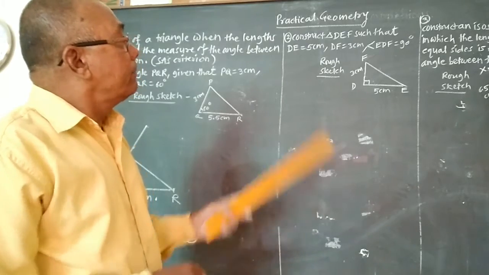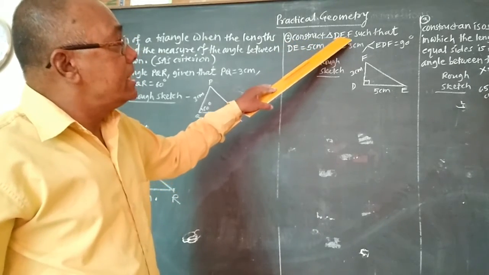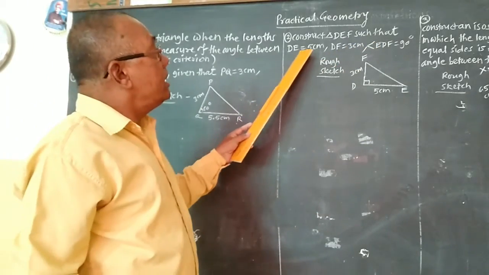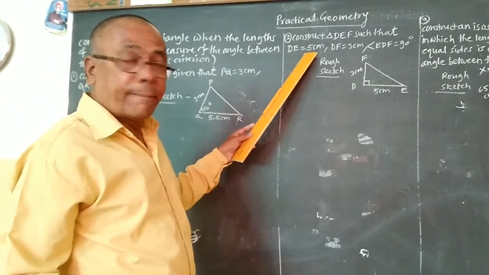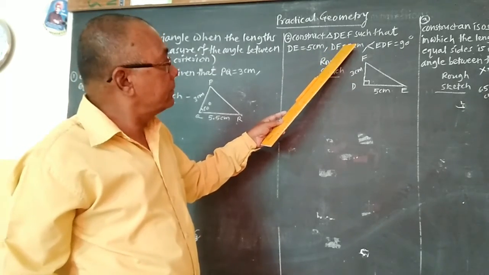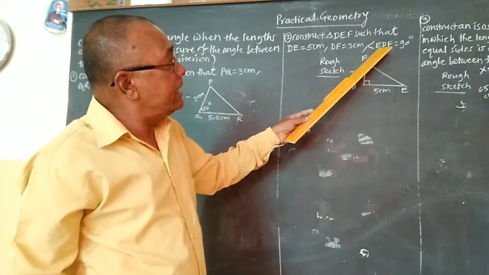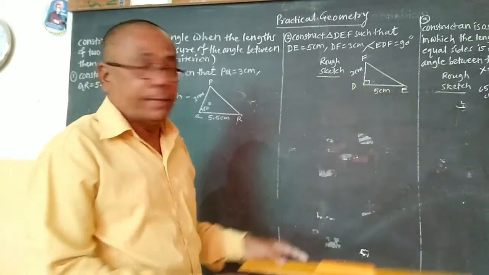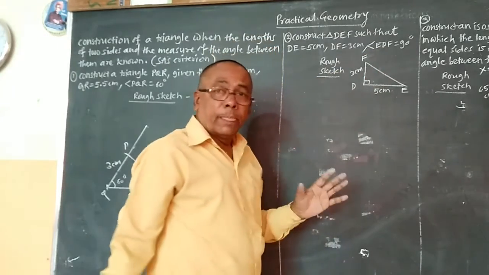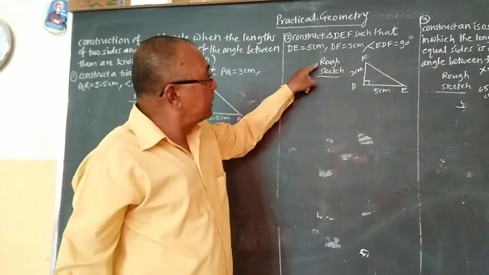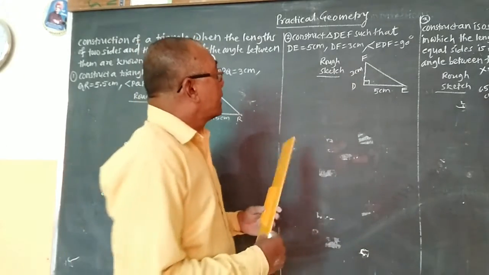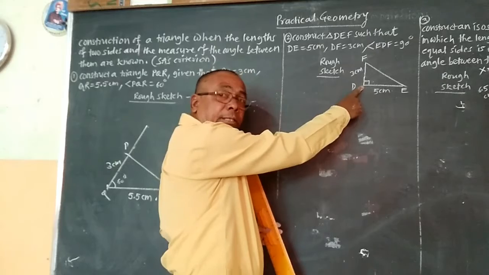It is given that construct triangle DEF such that DE is equal to 5 cm, DF is equal to 3 cm, and angle EDF is equal to 90 degree. Means angle D is 90 degree. So I have drawn the rough sketch of the triangle. Here D is 90 degree.